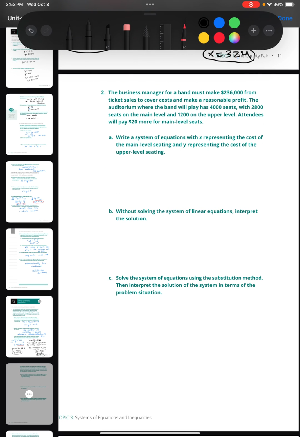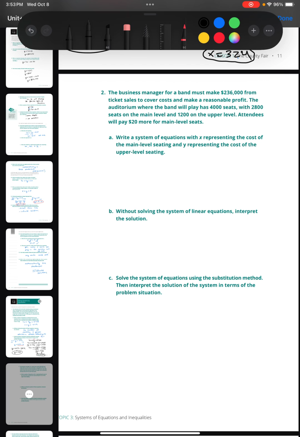So the business manager for a band must make $236,000 from ticket sales to cover costs and make a reasonable profit. The auditorium where the band will play has 4,000 seats with 2,800 seats on the main level and 1,200 on the upper level. Attendees will pay $20 more for the main level seats. So we're going to write a system again. X is going to represent the cost of main level. Y is going to represent the cost of the upper level.